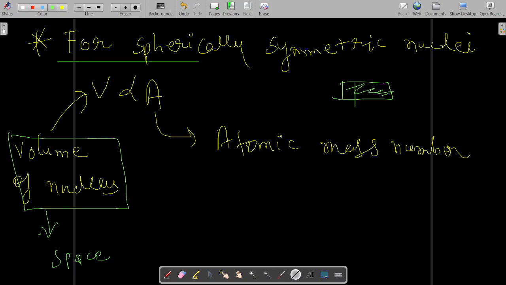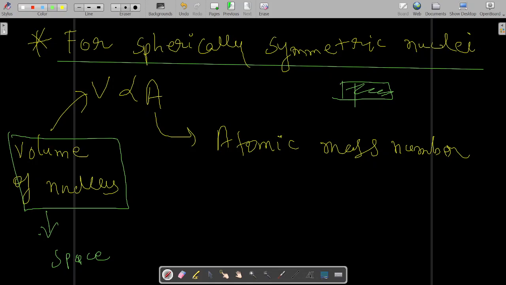This thing is valid only for spherically symmetric nuclei. Up to the 12th standard, whenever you learnt about nucleus, you only considered that nuclei are spherical. You used to learn in the 12th standard that nucleus is spherical in shape. But that is a wrong concept. I already told you that oblate and prolate are also two types of shapes which a nucleus may have.